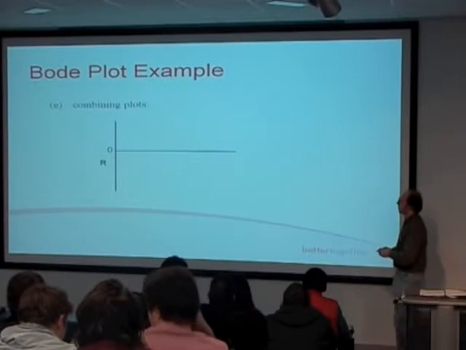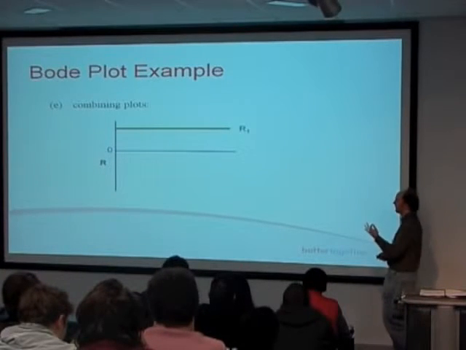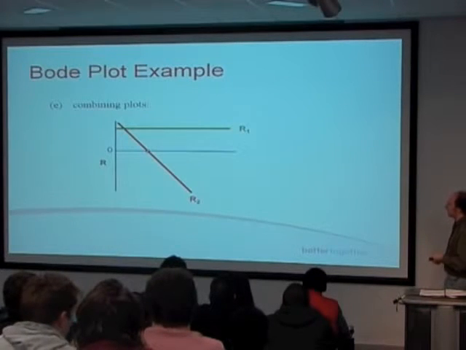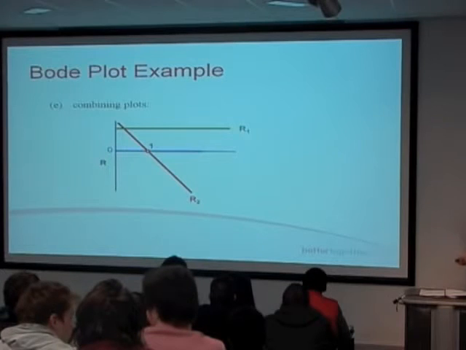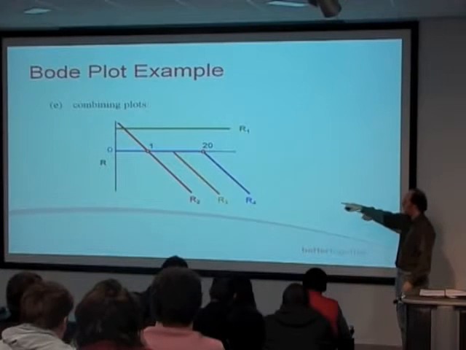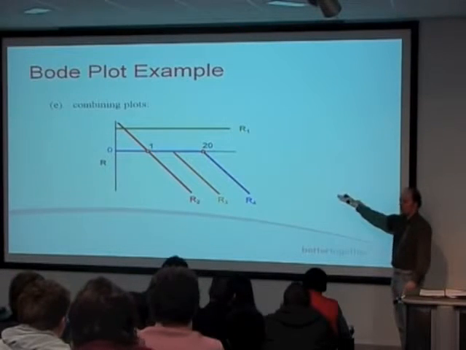And so we take each of the terms. There's our gain. There's our integrator. Then we've got one of the first order lags with a breakpoint at 20, and the other one at a breakpoint of 5. Okay, so R1, R2, R3, and R4, and you need to add all these together.